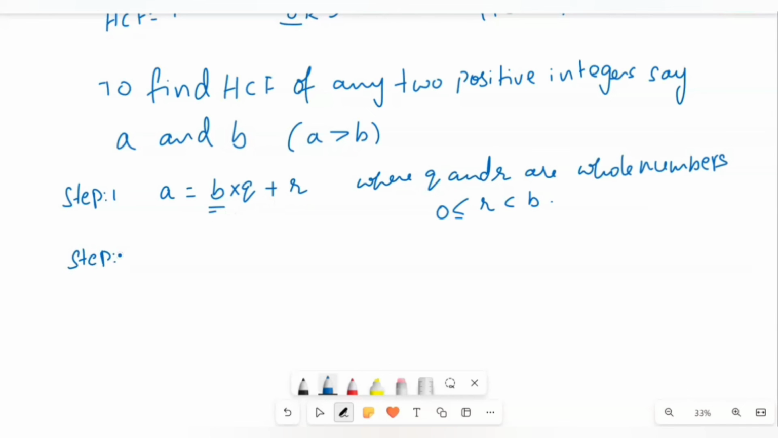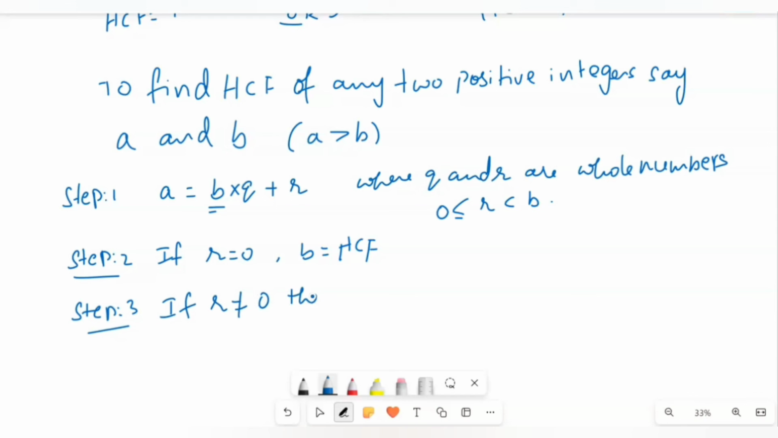So, let us write step 2. If R is equal to 0, B is the HCF. But if R is not equal to 0, we need to go for step 3. If R is not equal to 0, then continue the process for B and R.